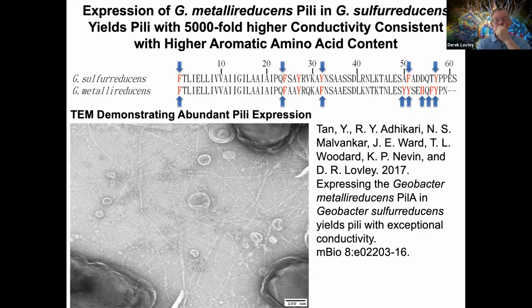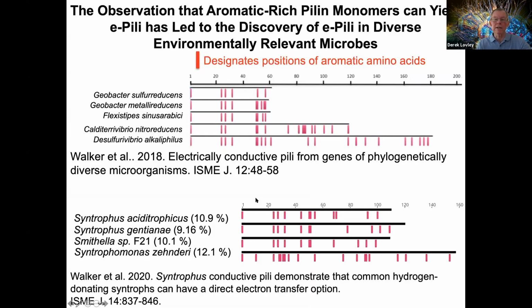Another way we know that aromatics are important, as I mentioned before, is that Geobacter metallireducens has wires that are 5,000 times more conductive than those of Geobacter sulfurreducens. And you can see when you look at the amino acid content of metallireducens versus sulfurreducens that metallireducens has way more aromatic amino acids, which seems to account for its higher conductivity.